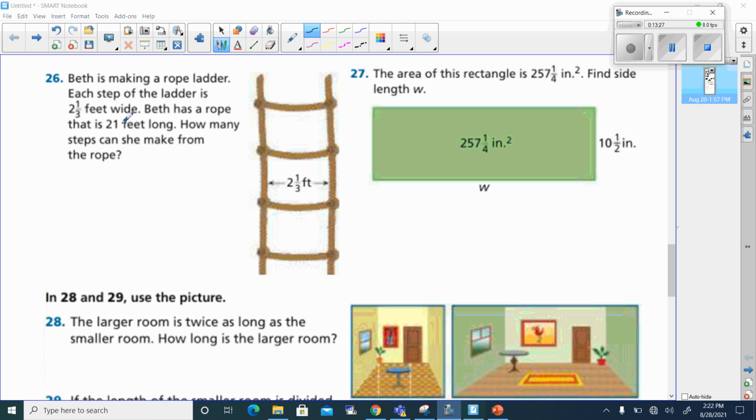Well, remember, we have 21 feet of rope to work with. That's all that we can use. So this is going to be 21 divided by 2 1/3. I know I could turn 21 into 21 over 1. And I can turn 2 1/3 into, well, 3 times 2 is 6, plus 1 is 7. So this is really going to be 21 over 1 divided by 7 over 3.